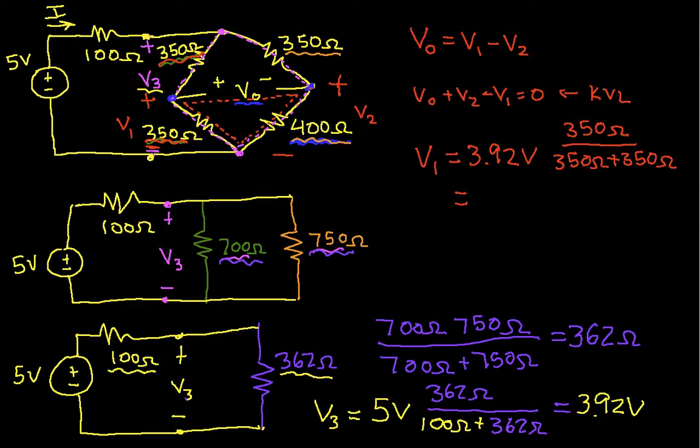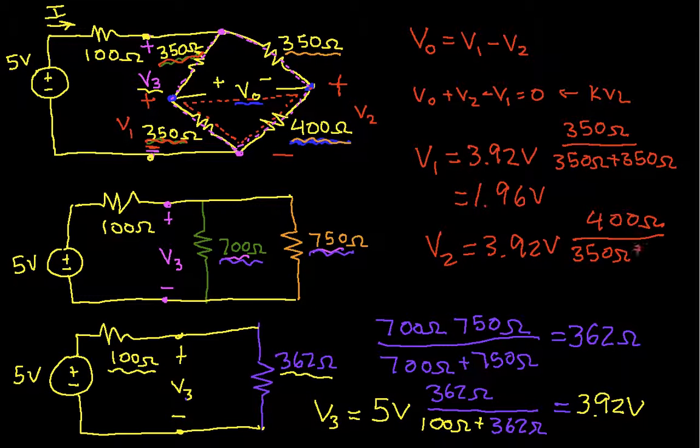So this V1 is going to be 1.96 volts. Similarly, V2 will be 3.92 volts times 400 ohms over 350 ohms plus 400 ohms, which will be, when I work this out, 2.09 volts.